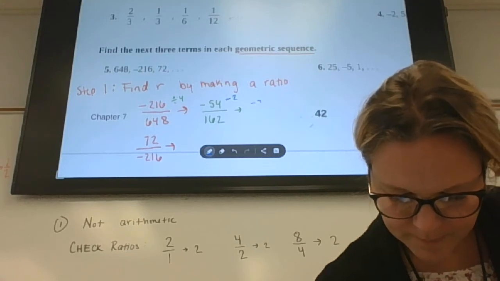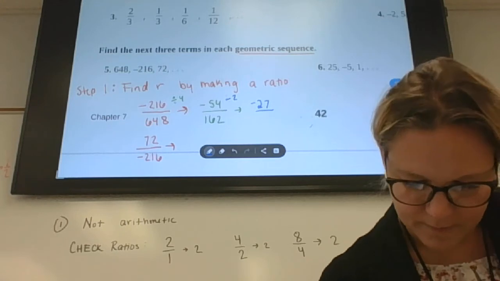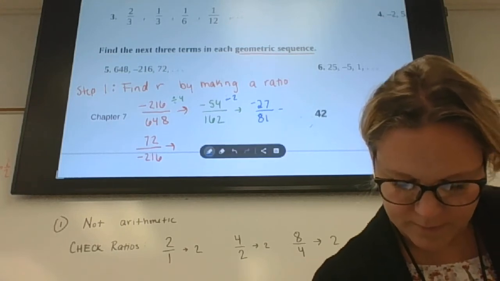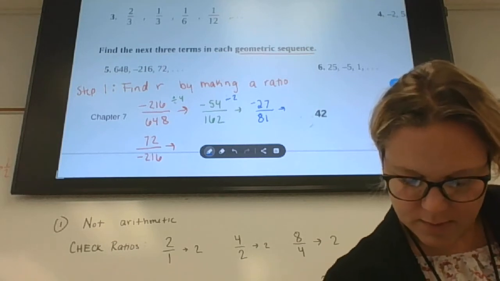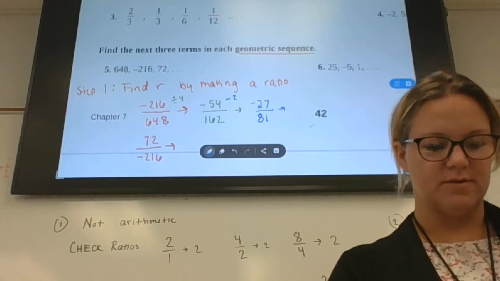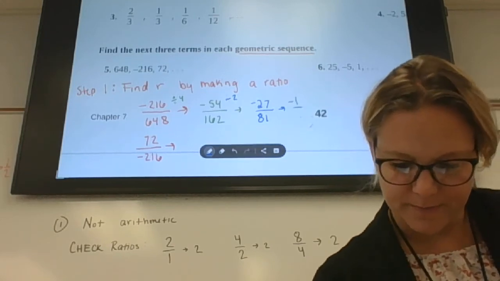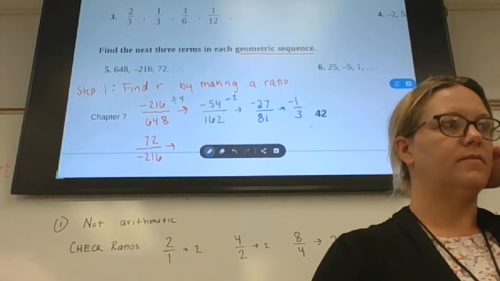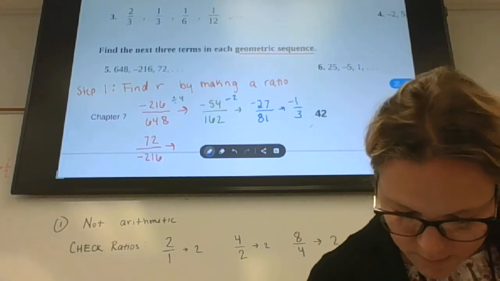Literally just do this. Go here since you're on your phone a lot, and then type in 54 divided by 27. 1/3. Yeah, negative 1/3. Basically, for explanation.